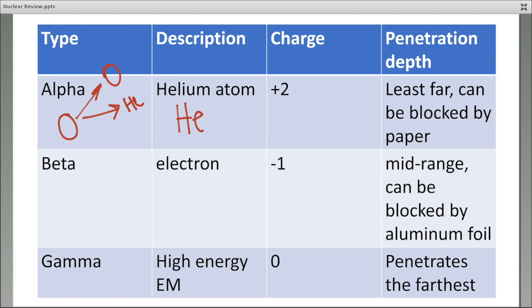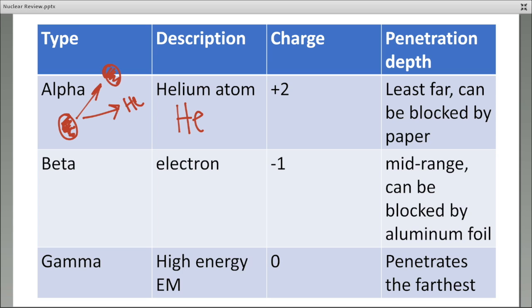This isn't oxygen. This is just a something. Okay. And like I said, this is the least dangerous type of radiation. It doesn't penetrate very far. You can block alpha radiation with a piece of paper. So it's not really going to hurt you.